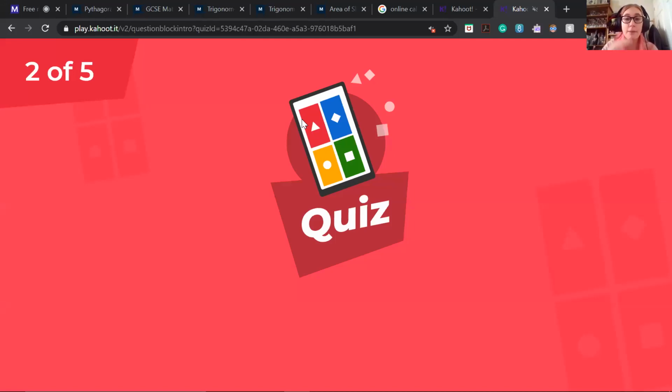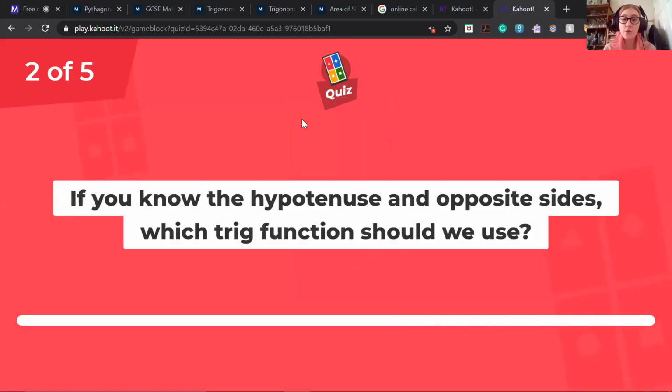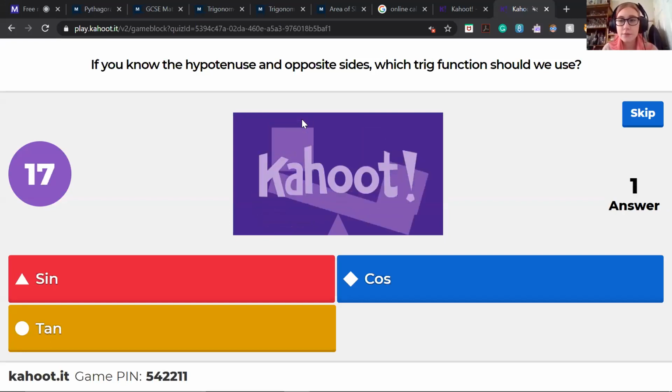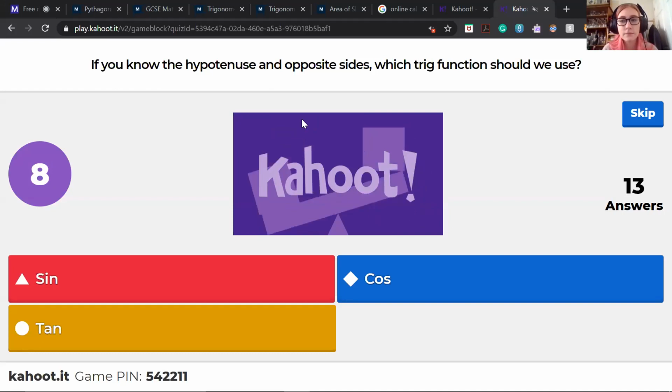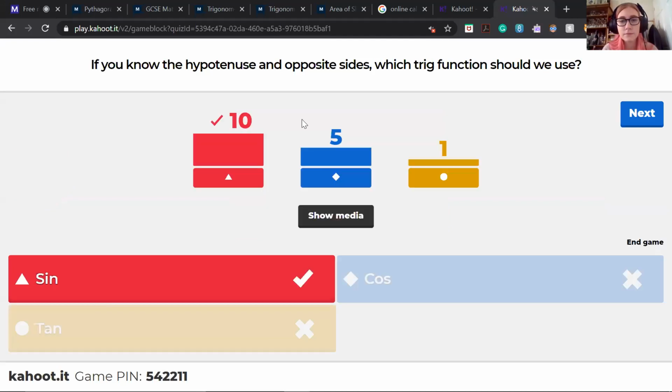Okay, so if you know the hypotenuse and the opposite side, so the H and the O, which trig function do we use? So this is thinking about SOH CAH TOA and which one we choose there. Yeah, brilliant. The majority of people got that one. Because we know the hypotenuse and the opposite, that's O and H, so it's the SO part, which means that we take the S, the sine.